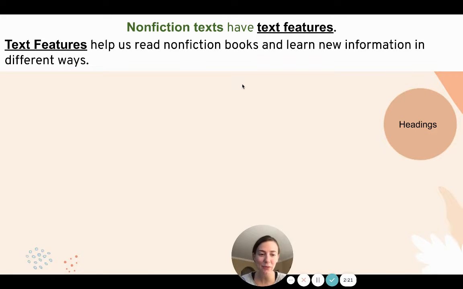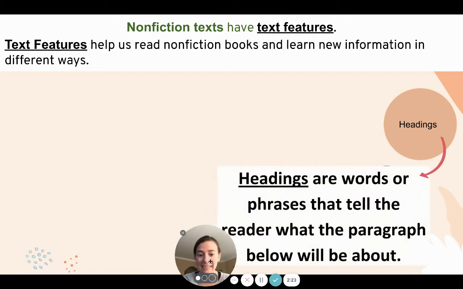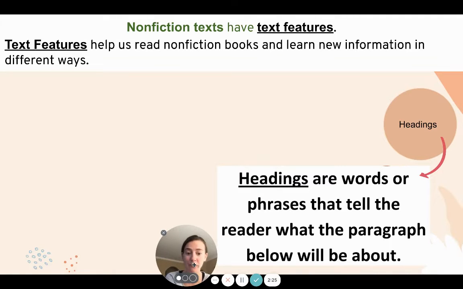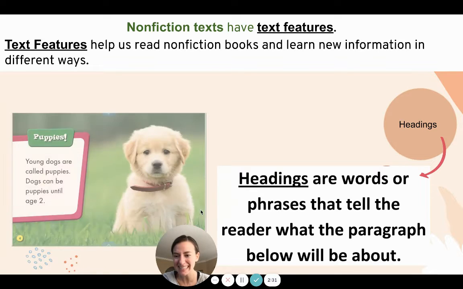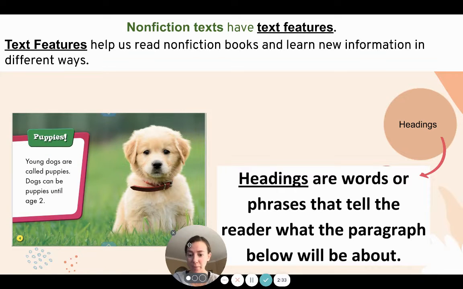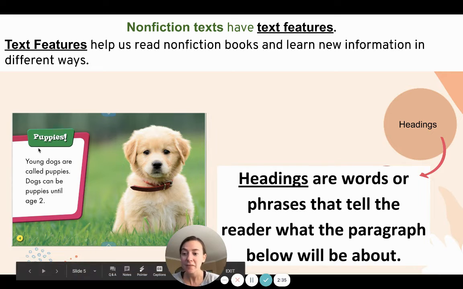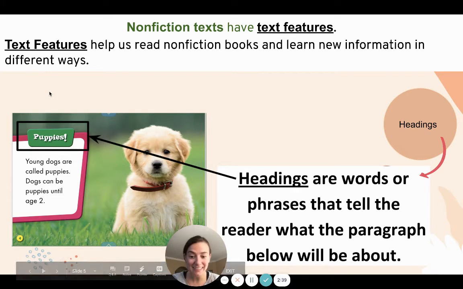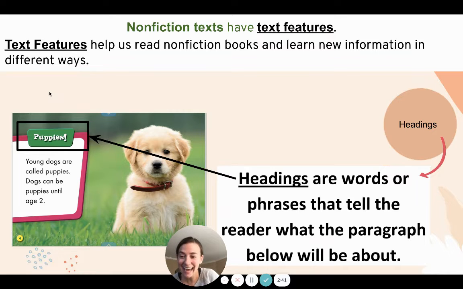Now let's take a look at what a heading is. Friends, headings are words or phrases that tell the reader what the paragraph below will be about. Let's take a look at an example from our puppies book. Friends, the heading is right there. Did you notice that? Yeah, that heading tells us these words are going to tell us information about puppies.